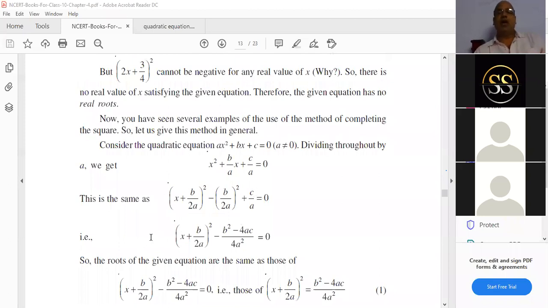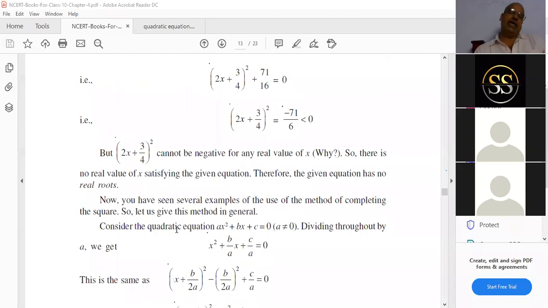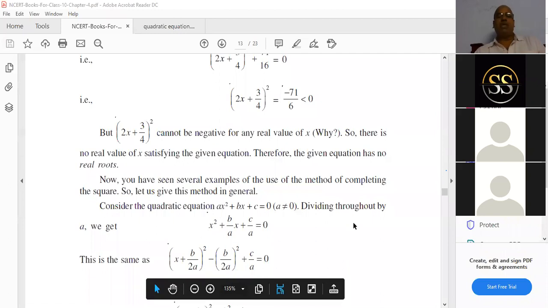Now, consider the quadratic equation ax square plus bx plus c equal to 0, where a is not equal to 0. This is the general form of a quadratic equation. In this derivation of the quadratic formula, we are solving by the completing square method. Here the x square coefficient a is there. I don't want a because I can't write it in square form. That's why I'm dividing throughout the equation.